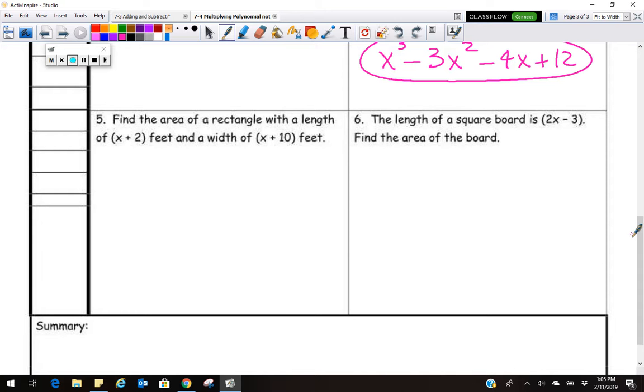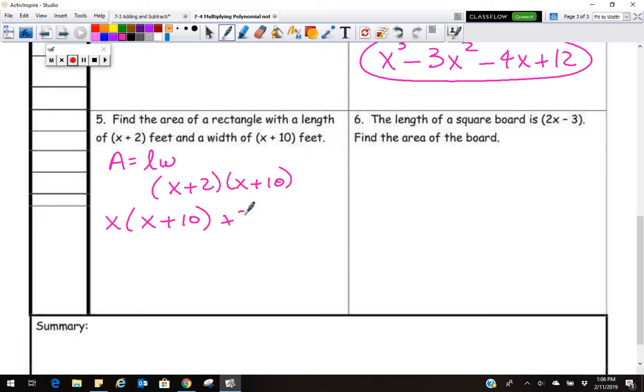Number 5, find the area of a rectangle with a length of x plus 2 feet and a width of x plus 10 feet. Okay, so you may remember area is length times width. So what they're asking us to do here is x plus 2 times x plus 10. So let's do double distributive. I'm going to do x times x plus 10, and then I'm going to do 2 times x plus 10. Again, I just split the first one. X times x is x squared, x times 10 is 10x, 2 times x, and 20. Combine those terms in the middle.